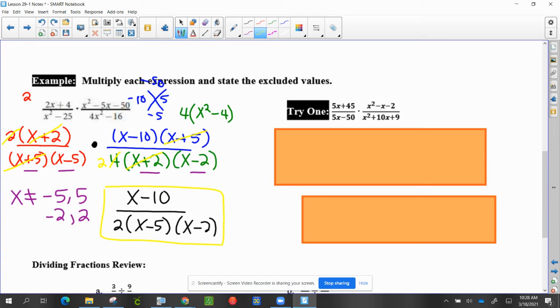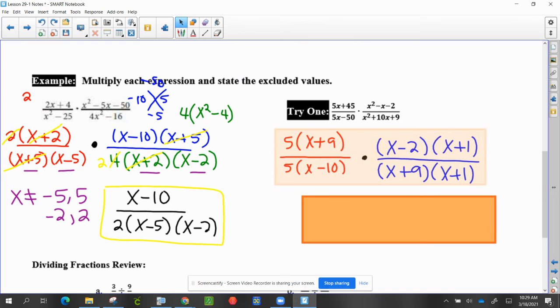Okay, so I'm going to have you guys try the one on the right. You have two terms on the left side, 5x plus 45 divided by 5x minus 50. Multiply that by those two trinomials. So just go one piece at a time and factor it. Okay, and then state your excluded values, and then simplify it by canceling out common factors. So let's see how it goes.